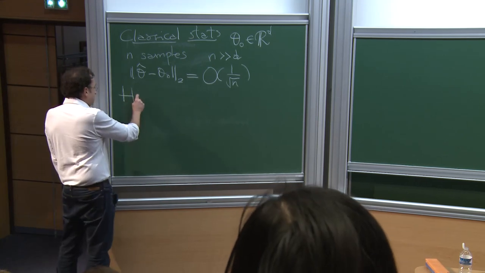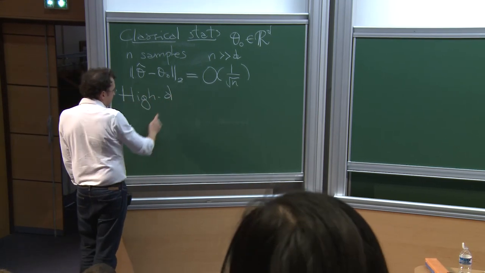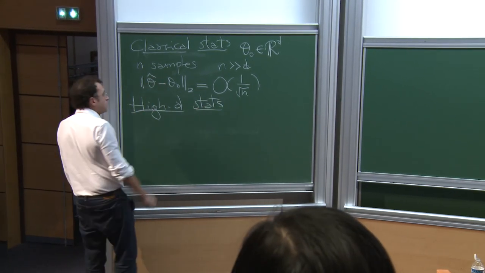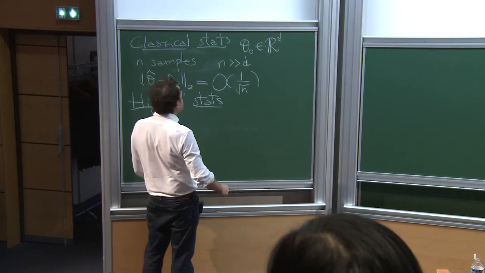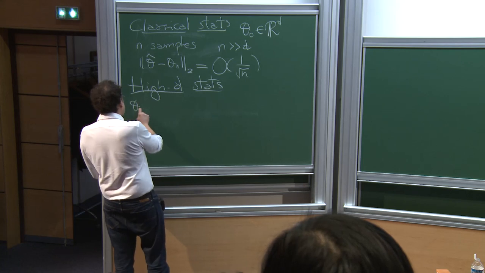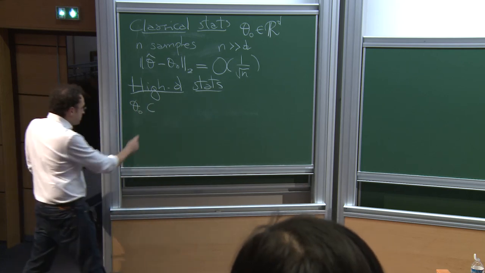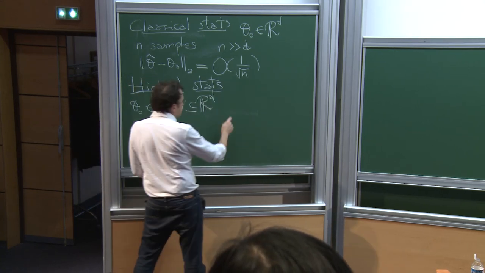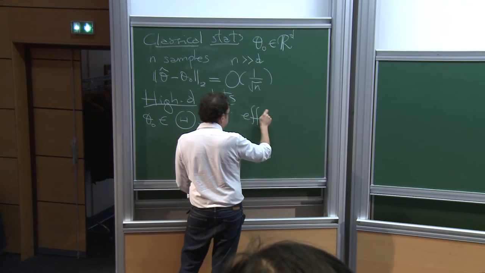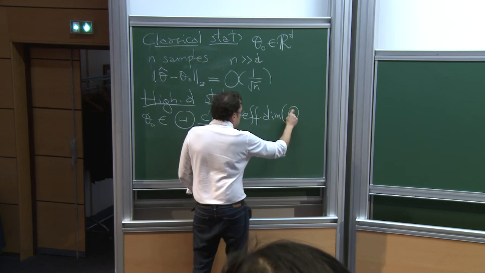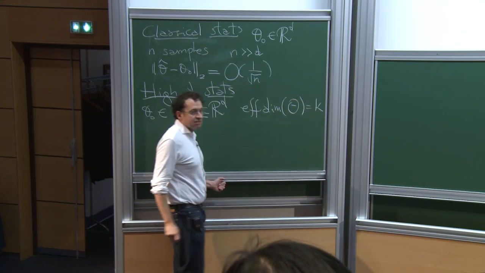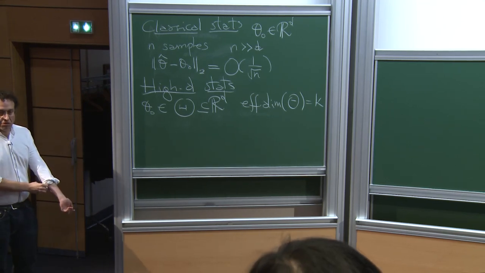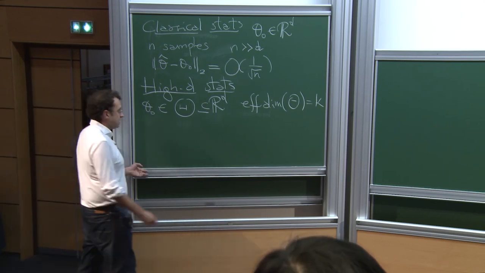That is what statistics has been until the year 2000, more or less. Then, around 2000, people started being very excited about what they called high-dimensional statistics. What is this? We are in the same setting, but perhaps the vector theta naught belongs to a set theta, which is a subset of R^d, and this set theta has some kind of effective dimension k. Let me skip over defining what effective dimension means; typically it means the number of non-zero entries, or the rank, or something like this.